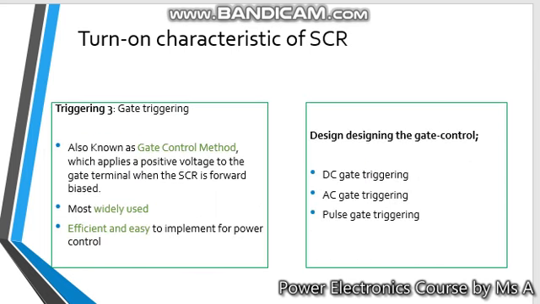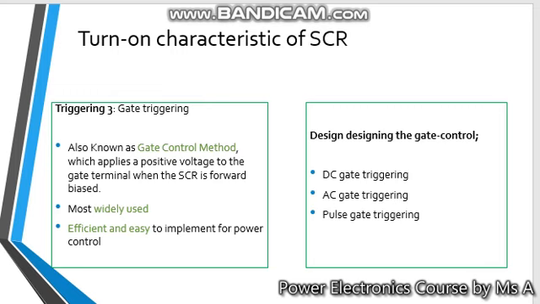Method number 3, gate triggering, also known as gate control method, which applies a positive voltage to the gate terminal when the SCR is forward biased. This method can turn on a SCR as charge carriers are injected in the inner P layer, thereby reducing the depletion layer thickness. As the applied voltage increases, the carrier injection increases. Therefore, the voltage where forward breakover occurs decreases.